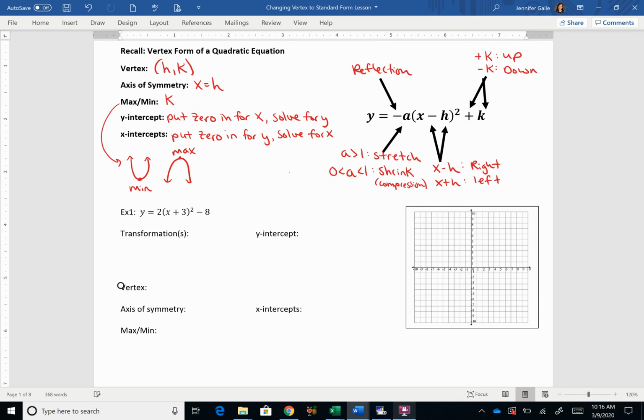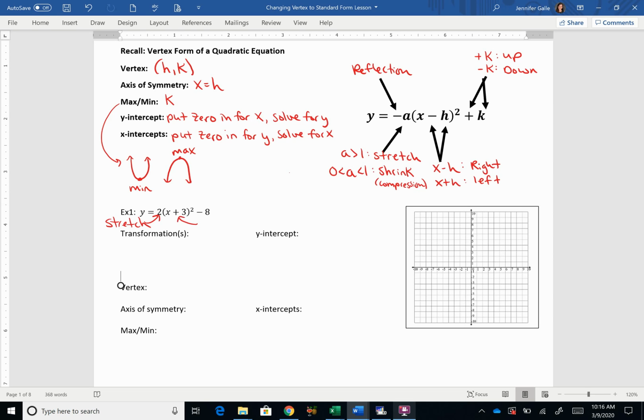All right, so let's take a look at example number 1. The first thing we come across is we have a 2 in front of our parentheses. So let's take a look at our diagram. We look in front of our parentheses. We don't have a negative, so we're not going to reflect, but we do have a number that's bigger than 1. So a is greater than 1, so we're going to stretch.